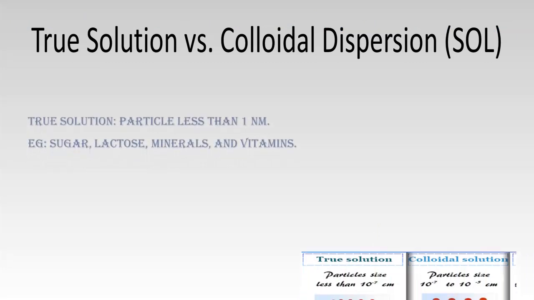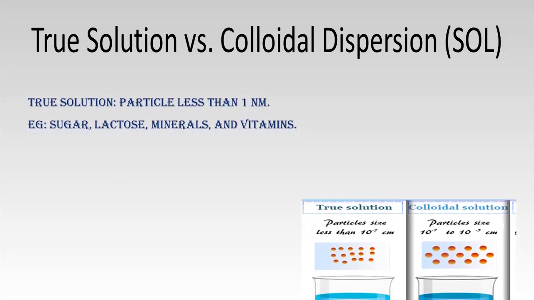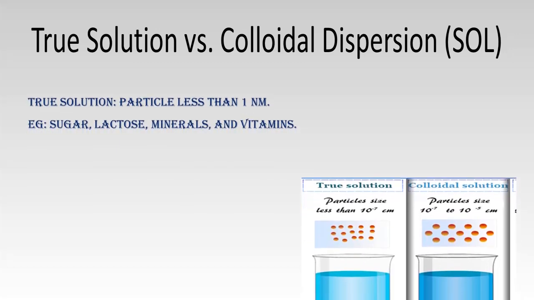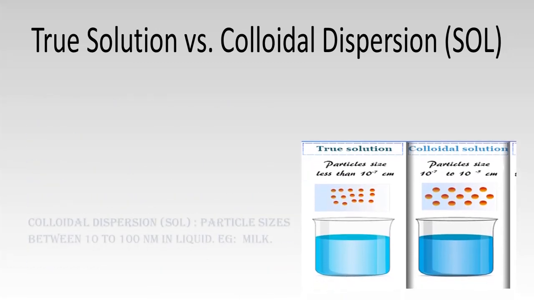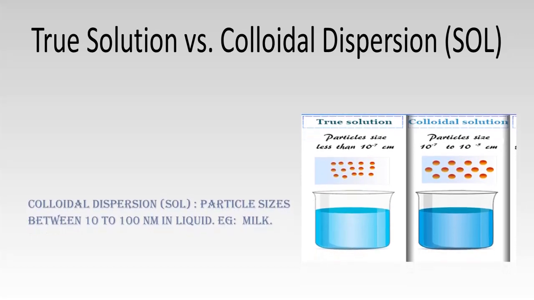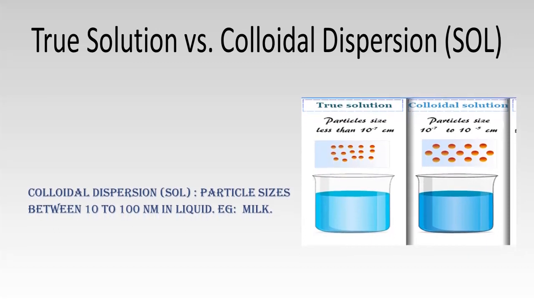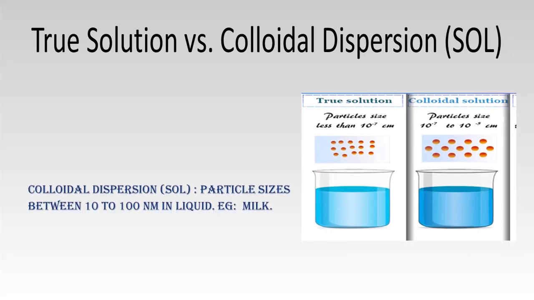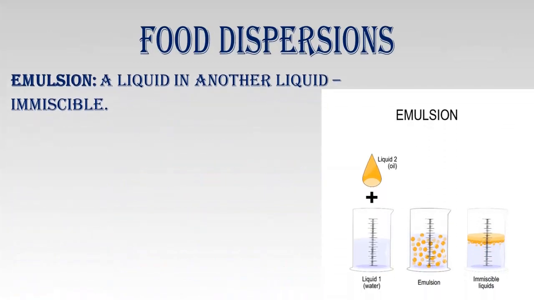True solution is a solution where there is a dispersion of particles less than 1 nanometer in liquid. Examples: sugar, lactose, minerals, and vitamins. Colloidal dispersion, SOL: in this type there is a dispersion of particle sizes between 10 to 100 nanometer in liquid. Common colloids are dispersions of proteins and large molecular salts. Example: milk. Emulsion: a liquid dispersed in another liquid with which it is usually immiscible, incapable of being mixed.